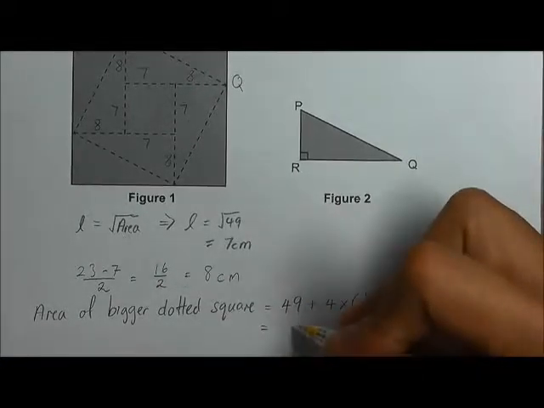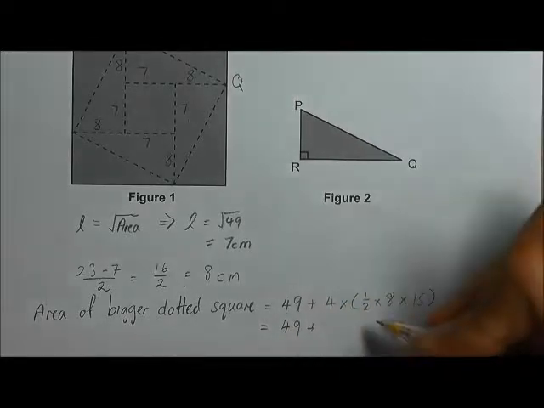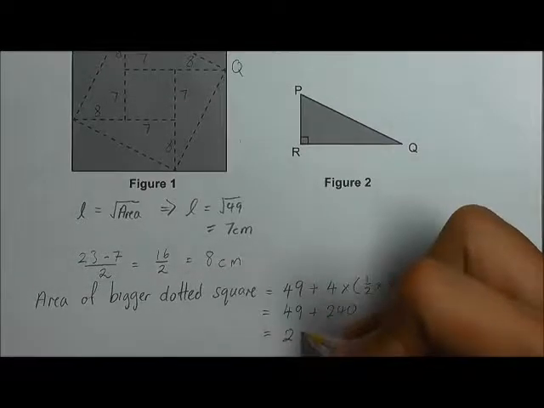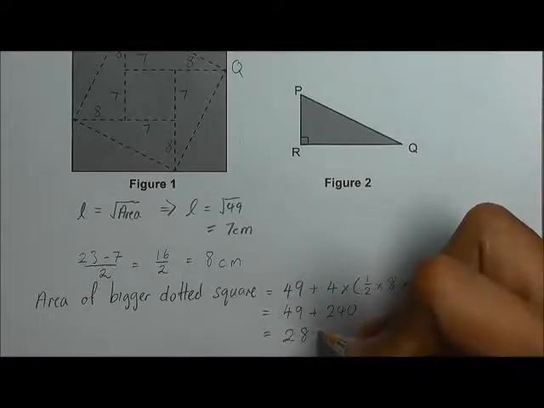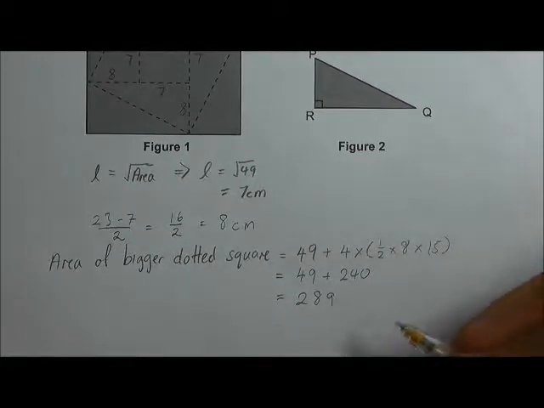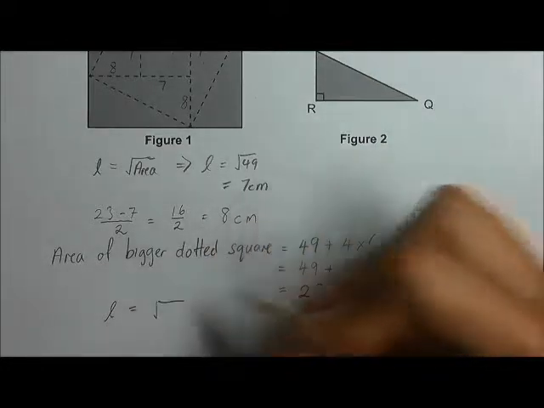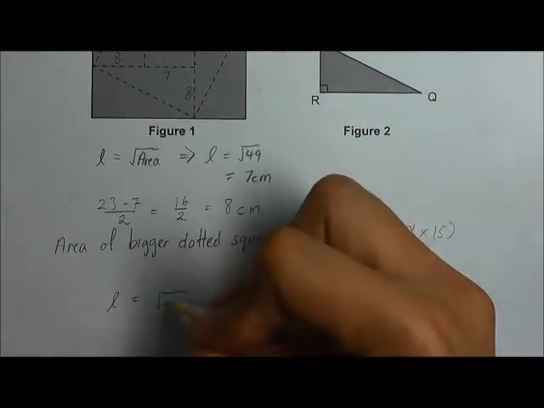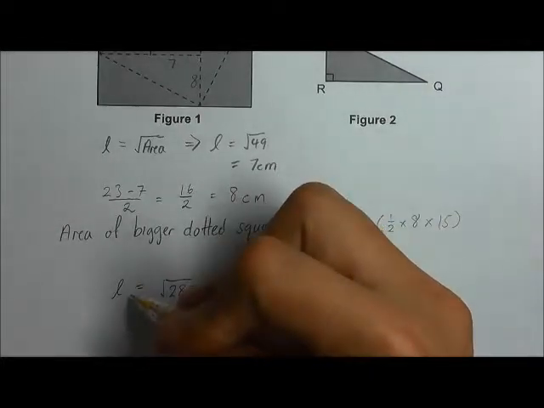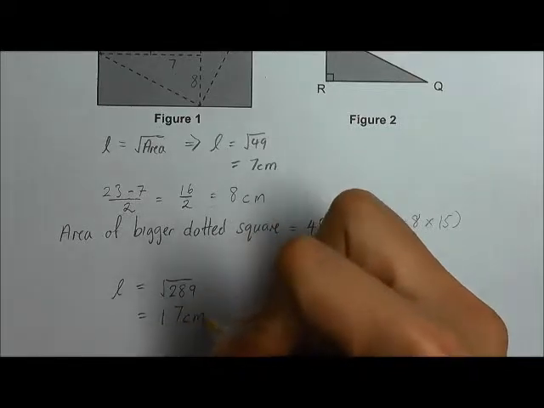So the area of the bigger dotted square will be 289. And to find out the length of each side, you can use the same formula. L is equal to the square root of the area of the square. So it will be the square root of 289, and we know that the length of each side is 17 cm.